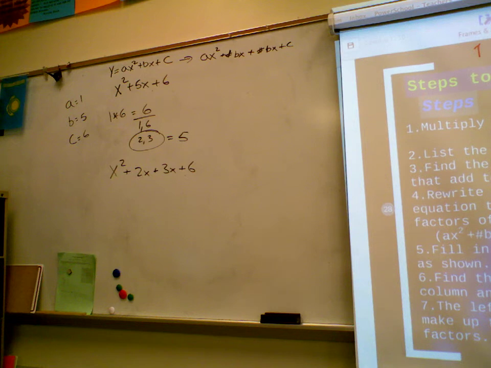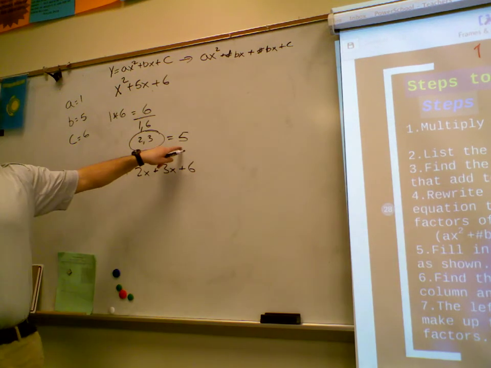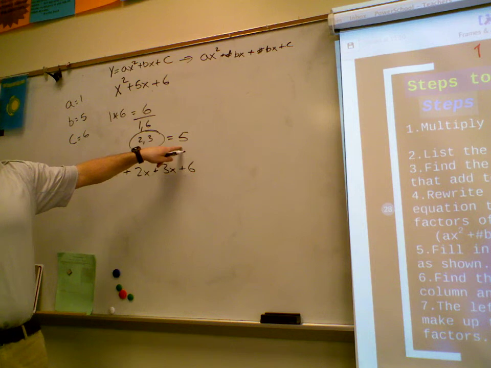The hashtag is just to note that those are the things that add to b. If you don't want to, it's fine. But I don't want you to write 5x plus 5x, because if you just write b right here, then you probably will end up writing 5x plus 5x. So I'm just using the hashtag to denote those are the two numbers that add to what b was. Okay, does that make sense?